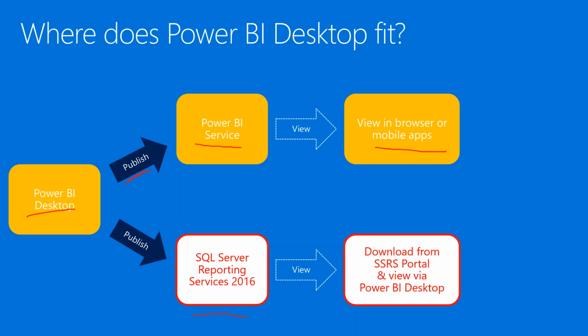So when you create a Power BI Desktop file, it has a PBIX extension. You upload the PBIX file to SQL Server Reporting Services, then those users that have access to that folder can download that file, open it up in Power BI Desktop, and browse and view it. And so that's the way the on-prem story is right now.